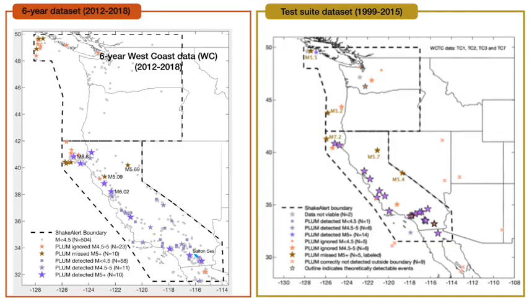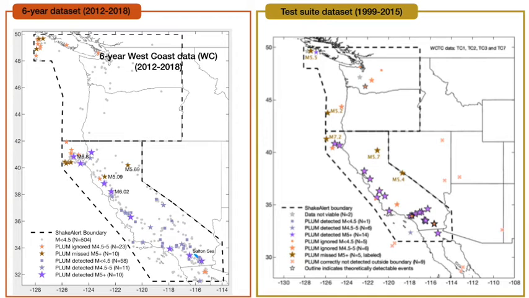We test 2 different data sets, a 6-year data set from 2012 to 2018, shown on the left, and a test suite of known problematic data, shown on the right. The purple stars, both big and small, highlight earthquakes that PLUM detected. As you can see, most of the PLUM detected events are onshore. However, PLUM did detect some offshore earthquakes, including 2 offshore quakes that were problematic for other algorithms.